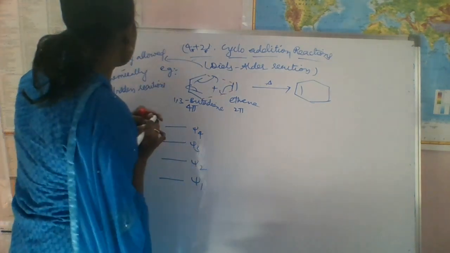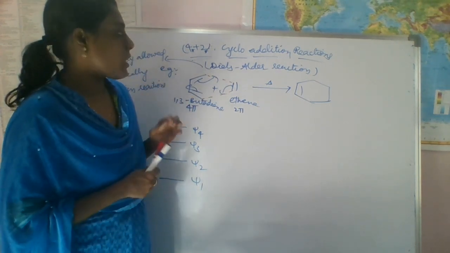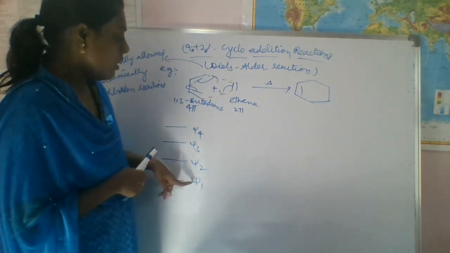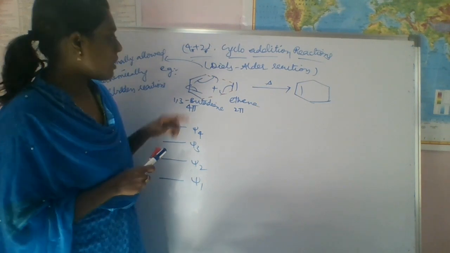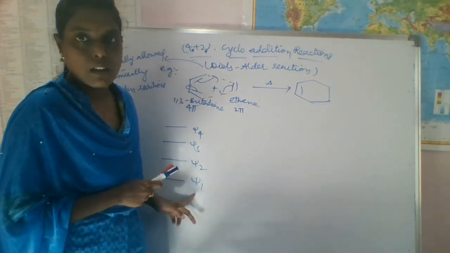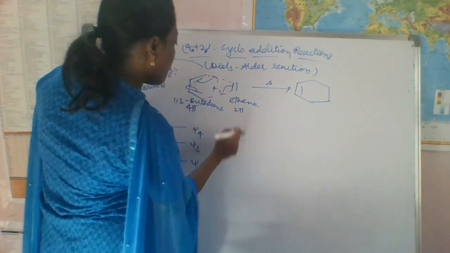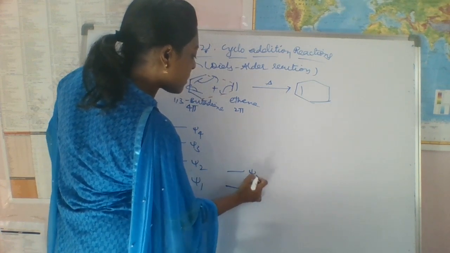Thermally allowed and photochemically forbidden reactions. Here, how many orbitals are there? Here psi 1, psi 2, psi 3, psi 4 orbitals are there, meaning 4 pi electrons means 4 orbitals. Next, what about this one? 2 pi electrons means 2 orbitals are there, psi 1 and psi 2.